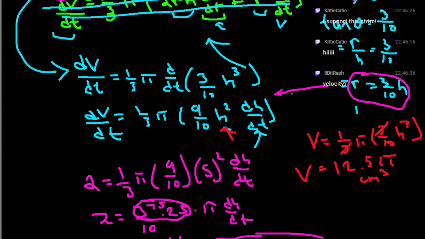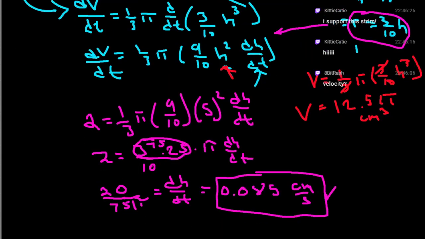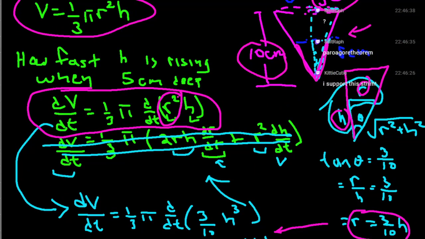Plugging that back into the original equation, we had everything in terms of h, which is great, because now you could just solve for dh/dt. And from there it's just crunching the numbers. Pythagorean, I didn't have to use it. I thought I might have to use it, but I didn't really need it.